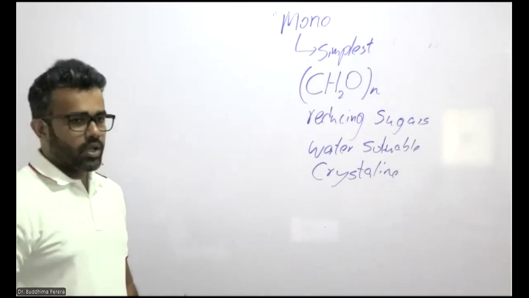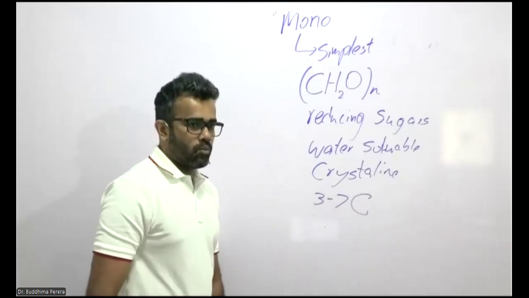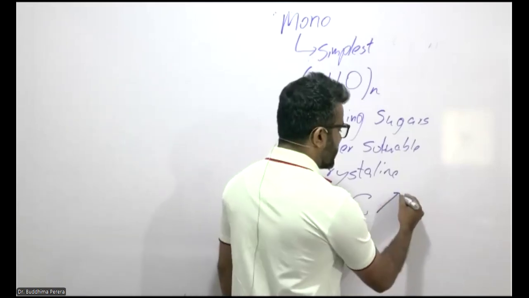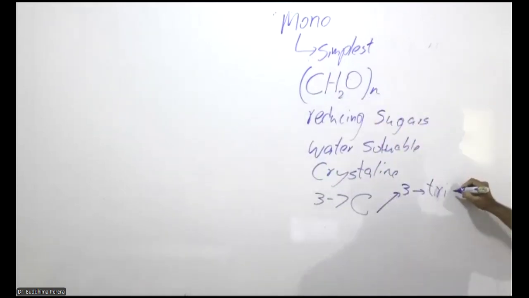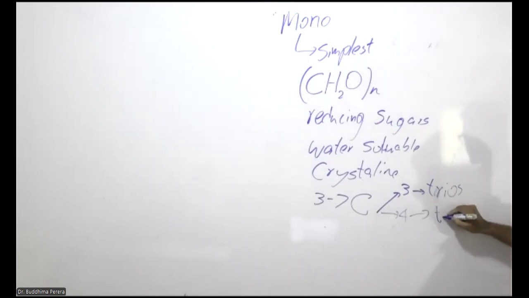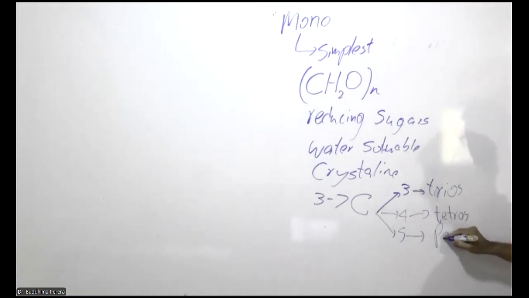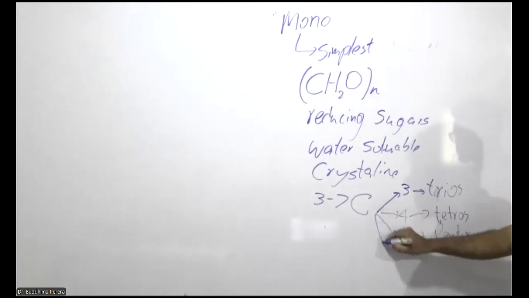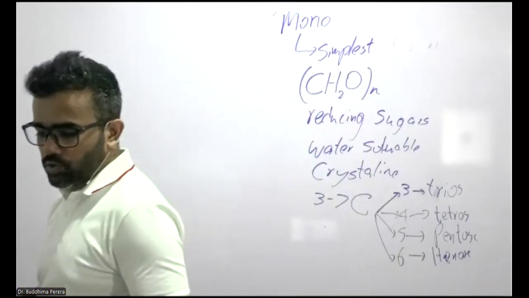Then there are about 3 to 7 carbon atoms in monosaccharides, right? When there are 3 carbon atoms, we call it triose, right? When there are 4 carbon atoms, we call it tetrose. When there are 5 carbon atoms, we call it pentose. When there are 6 carbon atoms, we call it hexose. So you have to remember the examples for these things. There are a few examples given in the resource book, right?